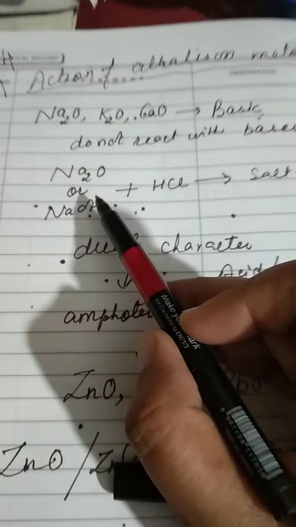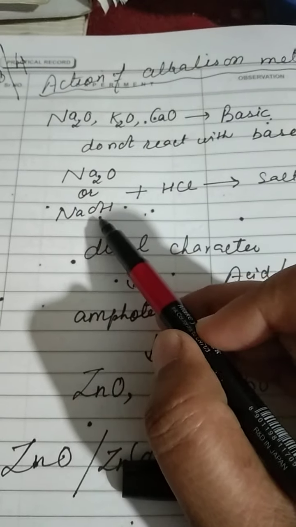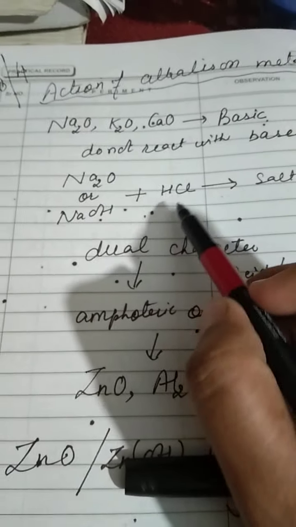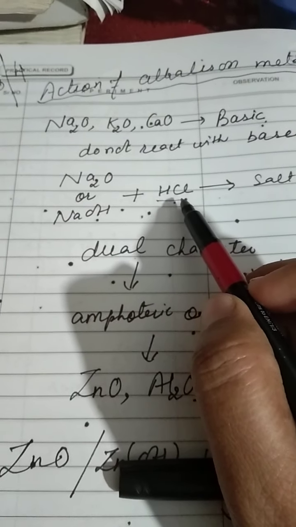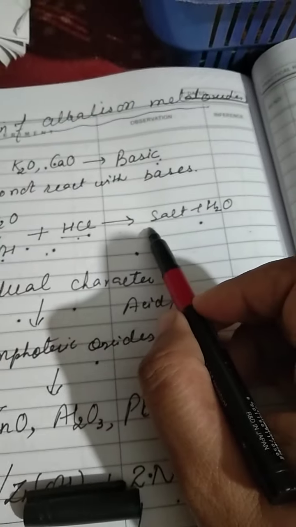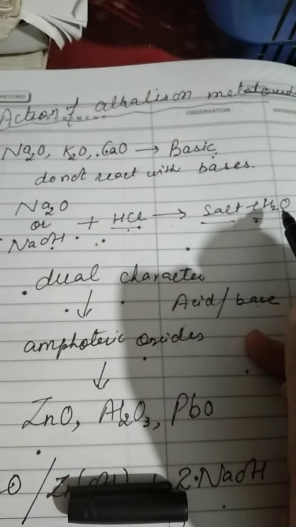They do not react with bases. For example, I take the example of sodium oxide or sodium hydroxide. When we dissolve it in HCl acid, it only neutralizes the acid. That means it forms salt and water.